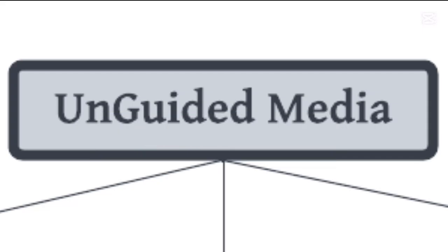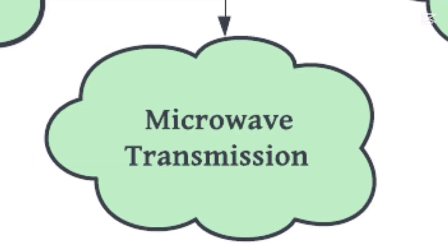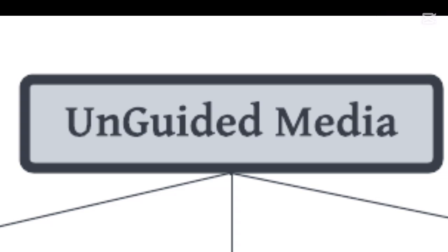Now discuss the brief detail of unguided media. Unguided media, also known as wireless media, transmits data through the air without physical cables or wires, relying on electromagnetic waves like radio waves, microwaves, and infrared waves. This contrasts with guided media, which uses physical conductors such as coaxial cables or fiber optic cables.